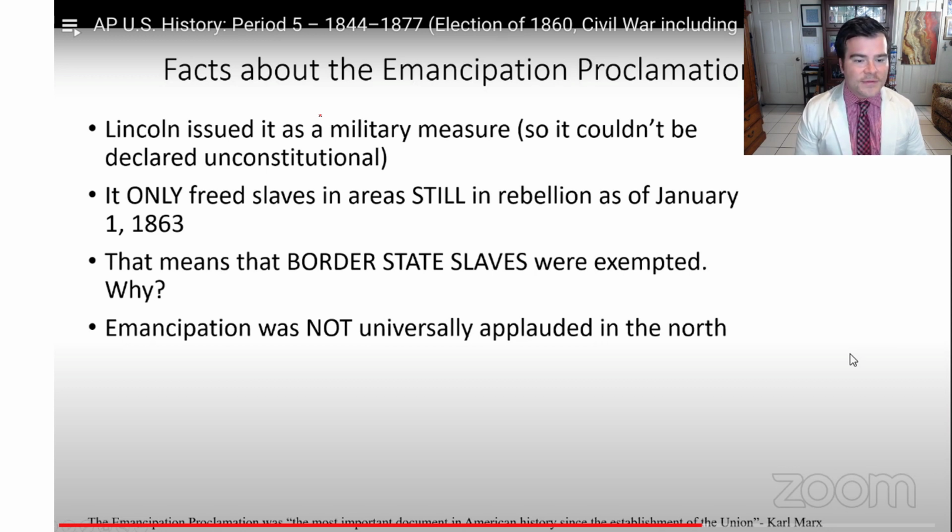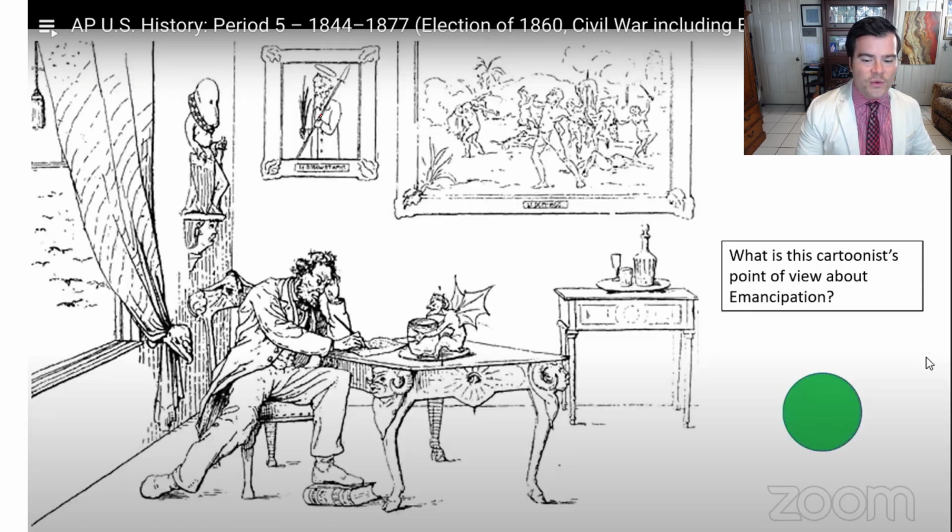It only freed slaves in areas still in rebellion, right? So not in the border states. So border states are exempt because he didn't want to get the border states angry, guys, and he didn't want them to leave to the South. And the North was like, oh, so what, right?